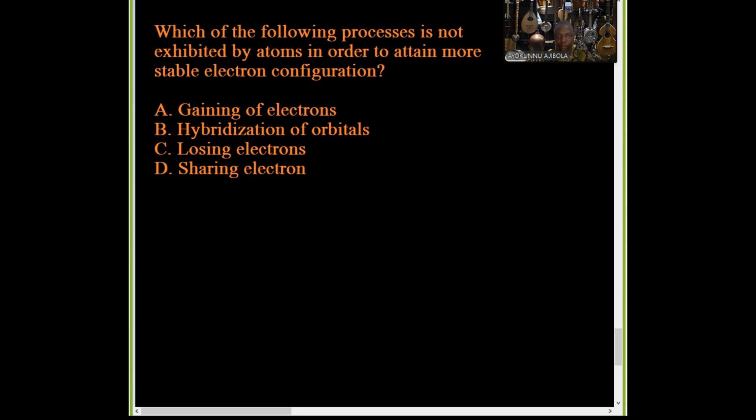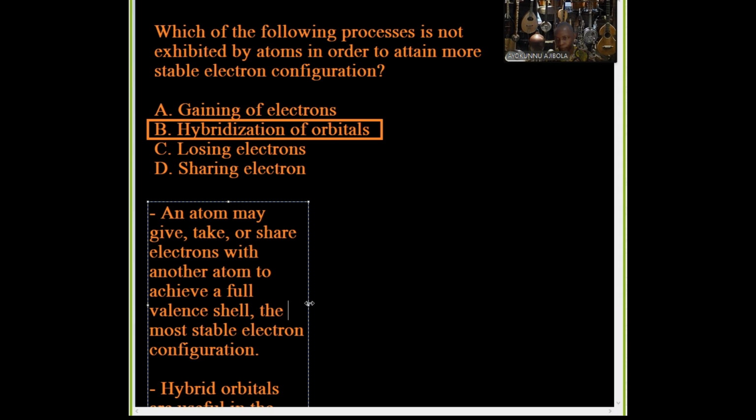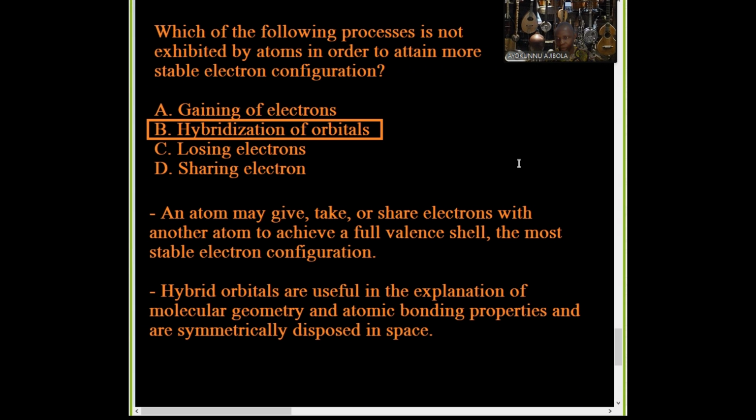So I think it's the hybridization of orbitals. Hybridization, that's correct. Because they gain, they lose, and they share electrons. They're trying to attain stability. Is that clear? But hybrid orbitals are useful in molecular geometry. So, who is answering the next one?